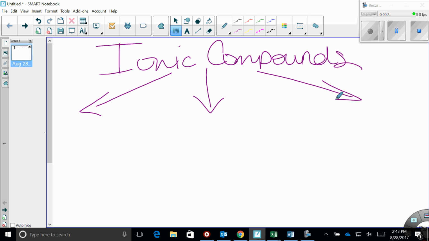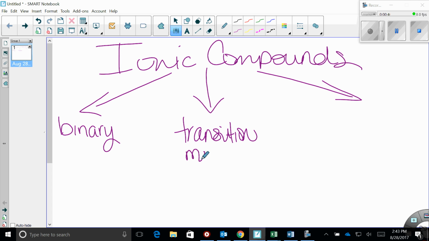All right. We're going to divide ionic compounds 3 ways for right now. Okay? We have binary. We have transition metal. And we have polyatomic. Now, all of them have some similarities and some obvious differences. Okay? Let's start with the similarities first.